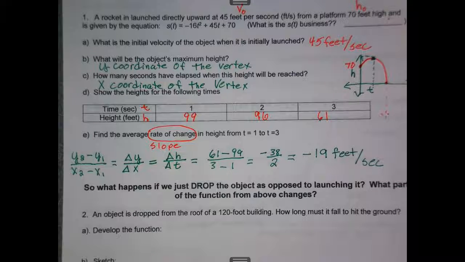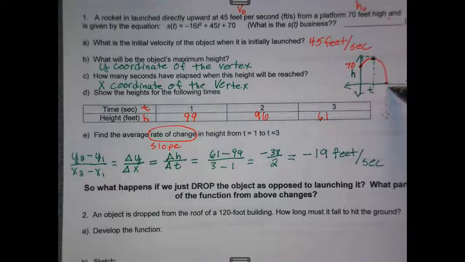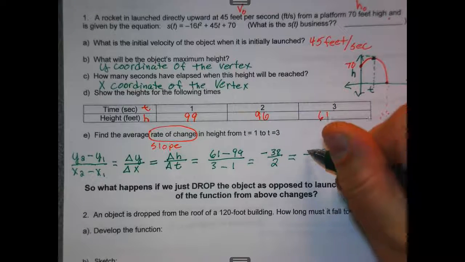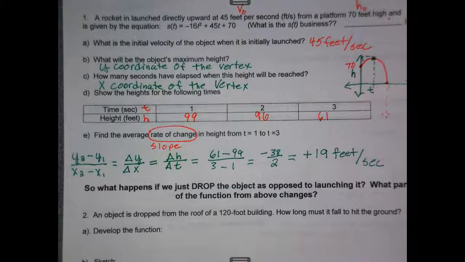Now, can we go a negative 19 feet fast? No. It's negative 19 because we're on the downside of the parabola. But you can't go a negative 19 speed velocity, right? Got all that? Can you try one on your own?